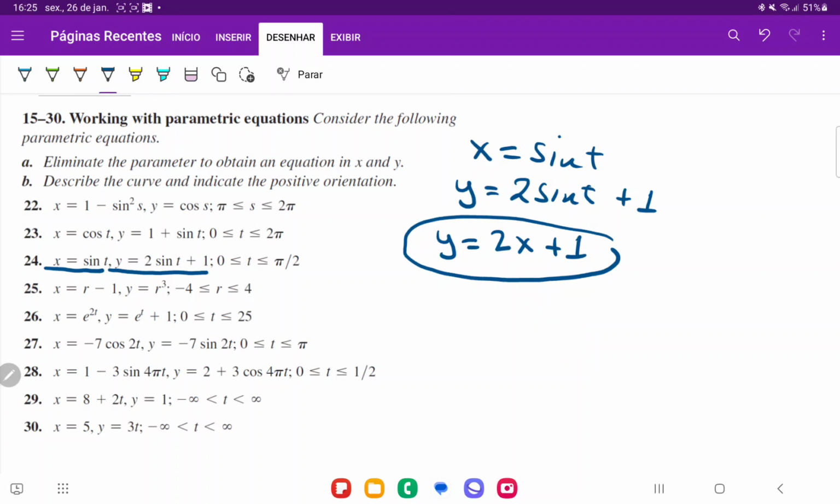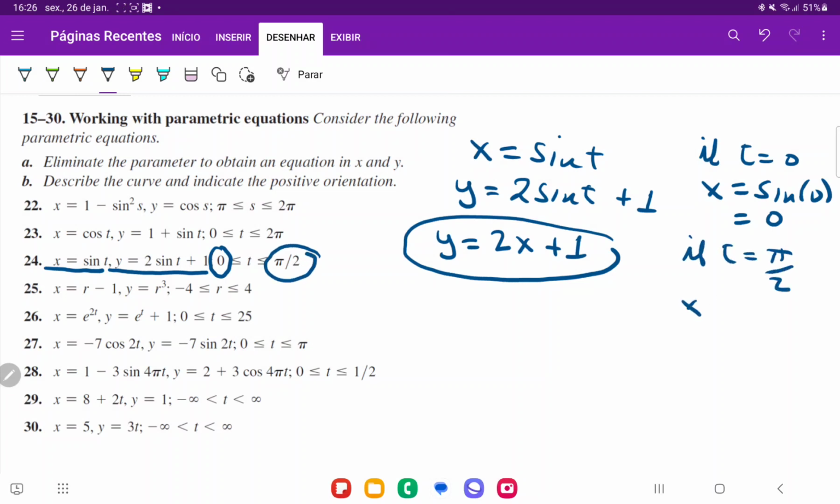So we're going to plug in the first boundary of t, the lower one, t is equal to 0. So if t is equal to 0, x is going to be sine of t, so sine of 0, which is equal to 0. So that's a lower boundary. And if t is equal to pi over 2, then x is going to be sine of pi over 2, which is the same thing as 1. So we can see that the input here, x, is going to be bounded between 0 and 1 because x is sine of t, and t itself is bounded.